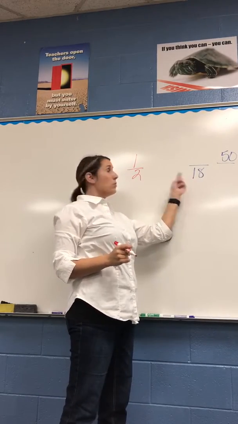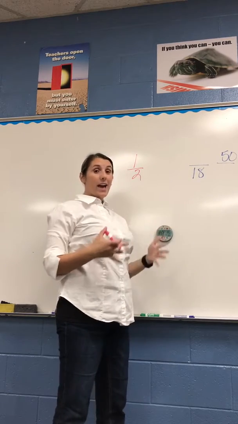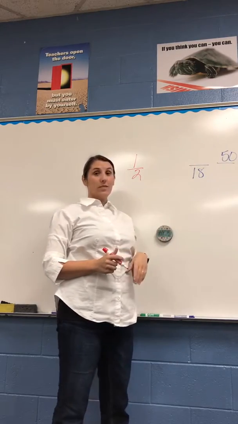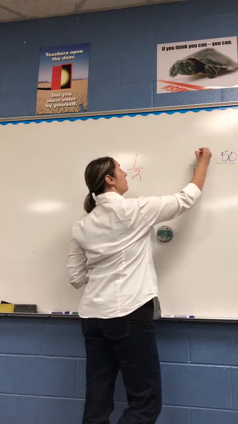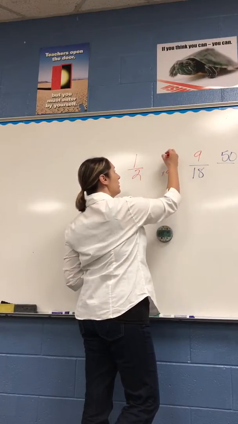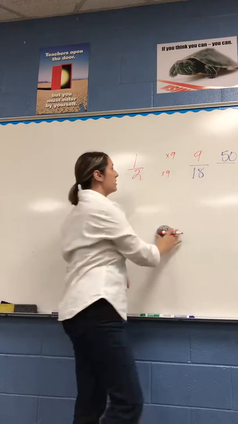Okay, another good thing when you're doing halves, you always know that the numerator is half of the denominator. So, what's half of 18? Here, you had to multiply by 9. So here, you have to multiply by 9. That gets your answer, 9/18.